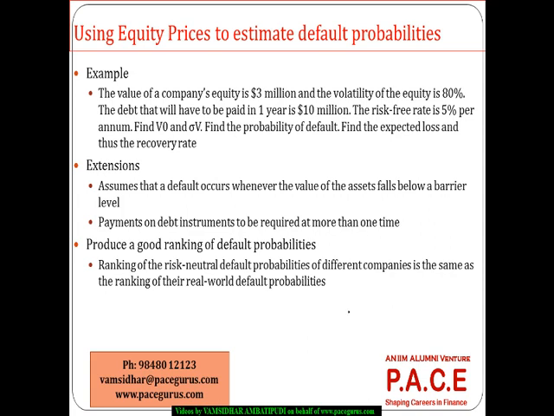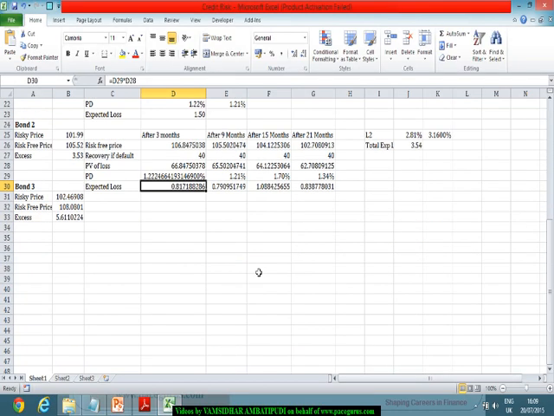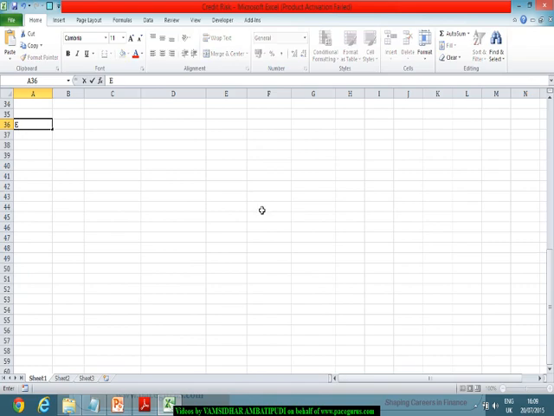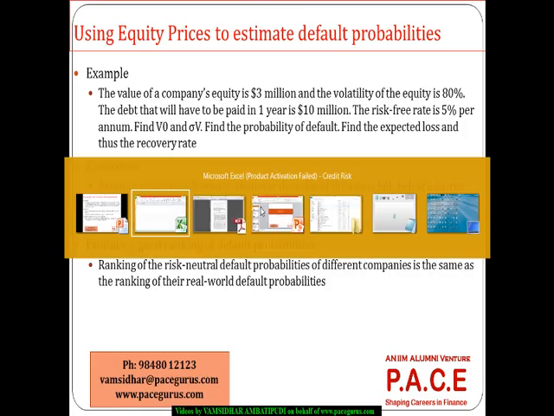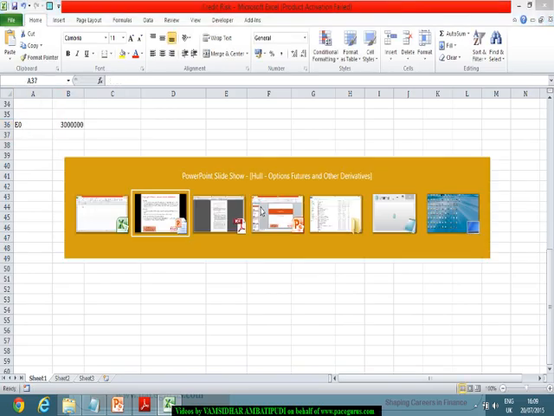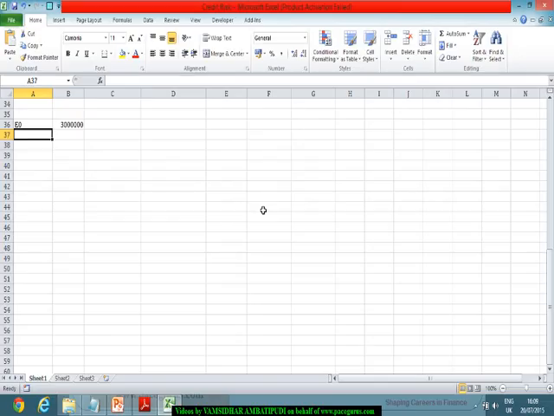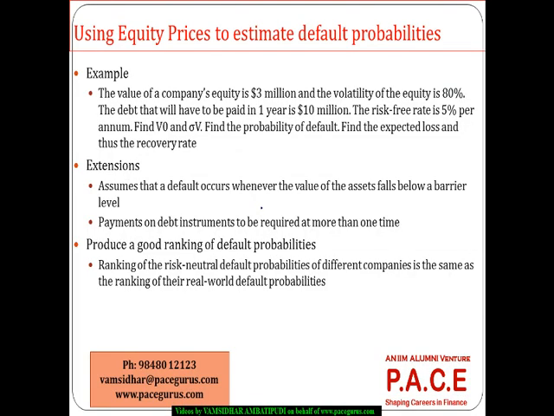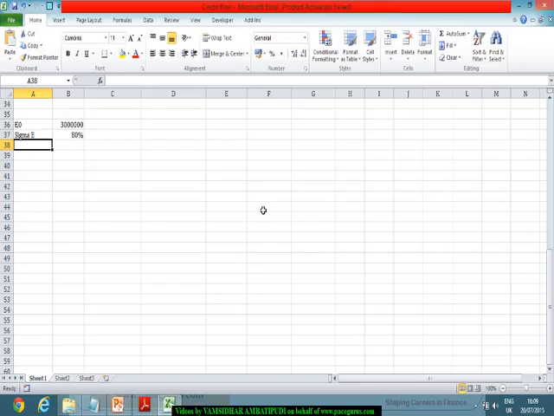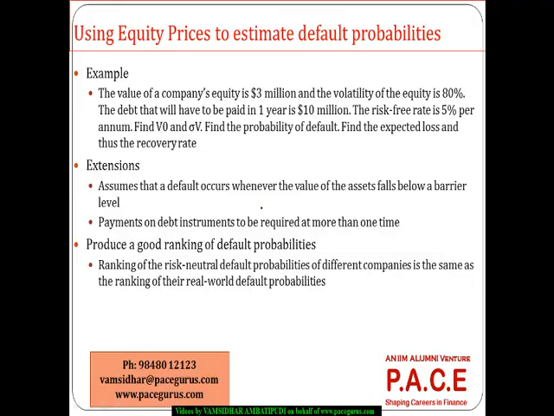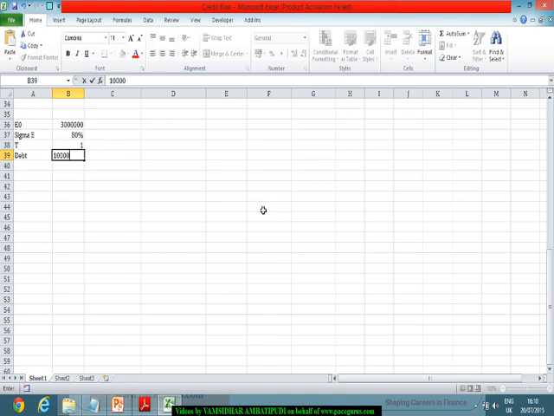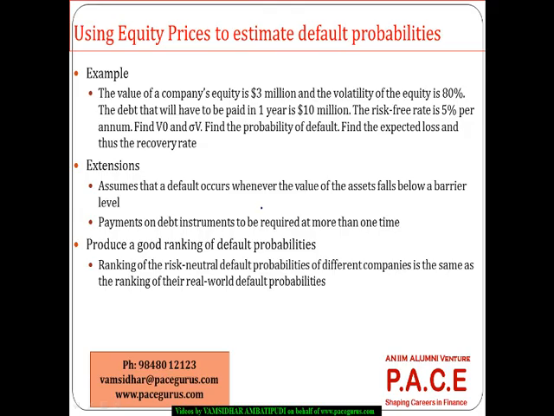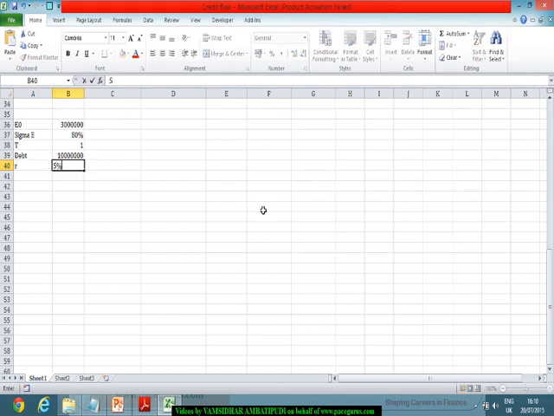Let's look at a simple numerical which can take us to that. The value of the company's equity is 3 million, which we observe from the market. So E0, I'll take it as 3 million. Volatility of the equity is 80%. Sigma E, I am taking it as 80%. The debt that will have to be paid in 1 year, time to maturity is 1 year, the debt is 10 million, and the risk-free rate is 5%.